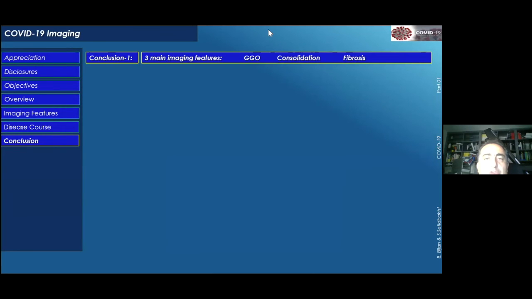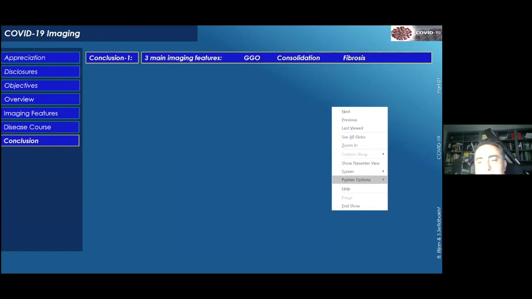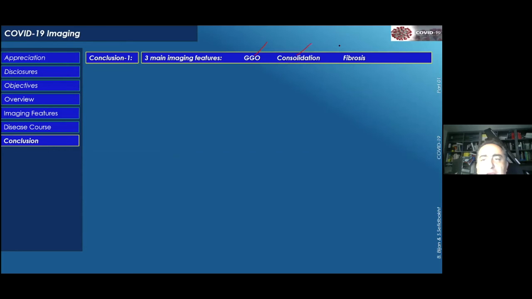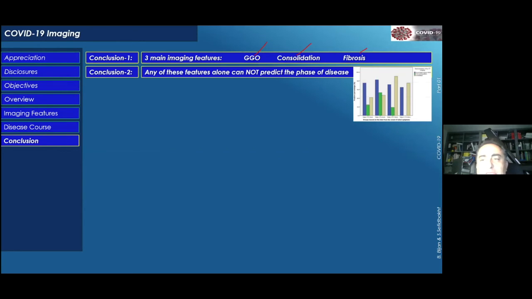So just as a conclusion, the 3 important findings that we talked about are GGOs, consolidation, and fibrosis. We showed you this graph, which said that ground glass opacity actually can be seen in all phases of the disease. Crazy paving goes up and then comes down, and then fibrosis or consolidation goes up and then later on comes down. It is important to say that features alone cannot predict the phase of a disease. So if the patient has ground glass opacity, you don't know if it's an early phase or a late phase. So be very, very careful about that.